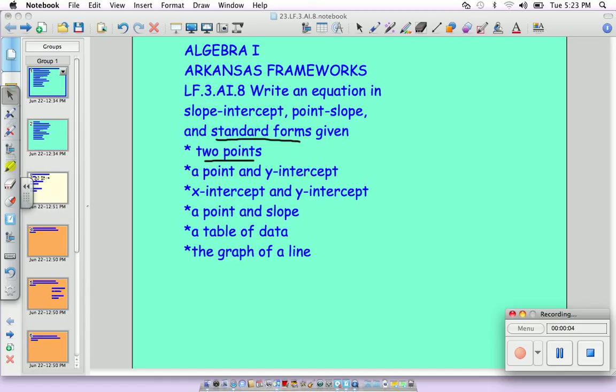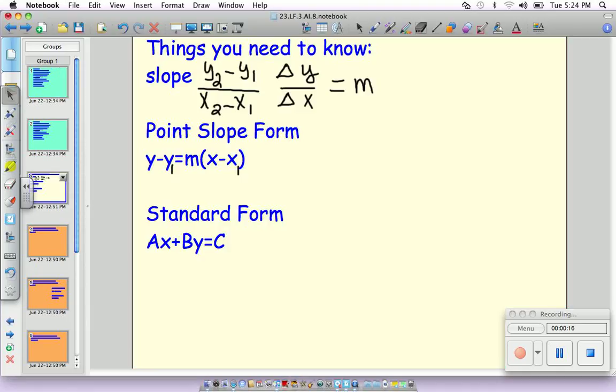Algebra 1, Arkansas Framework. Write an equation in slope-intercept, point-slope, and standard forms given the following. We're going to focus on standard form from 2 points today. Things you need to know.